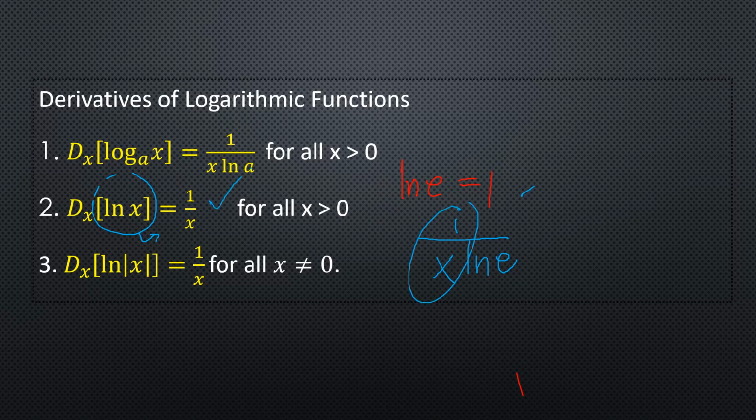On the third rule, the derivative of ln of the absolute value of x is equal to 1 over x. Now in this case, x should not be 0. Since that is absolute value, you can have negative numbers. Now these three rules will be applied in solving for the derivatives of logarithmic functions. So you just need to observe the base a and the variable x here.